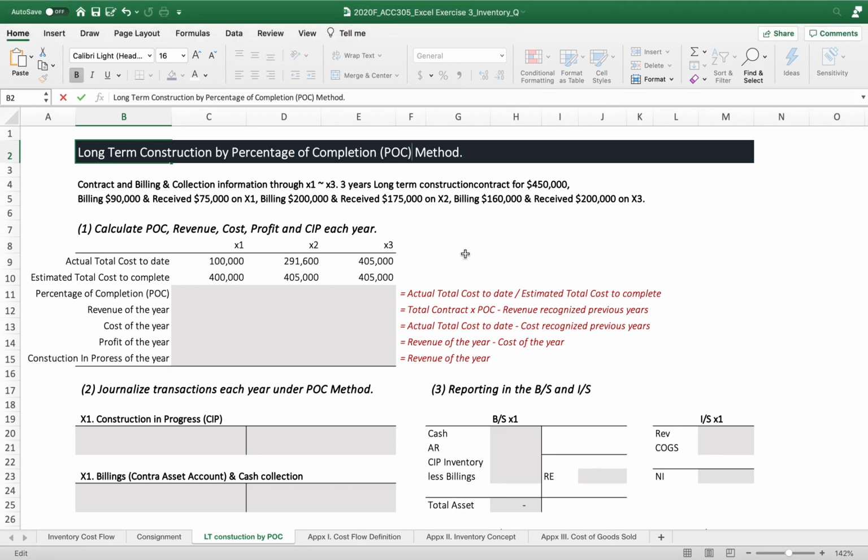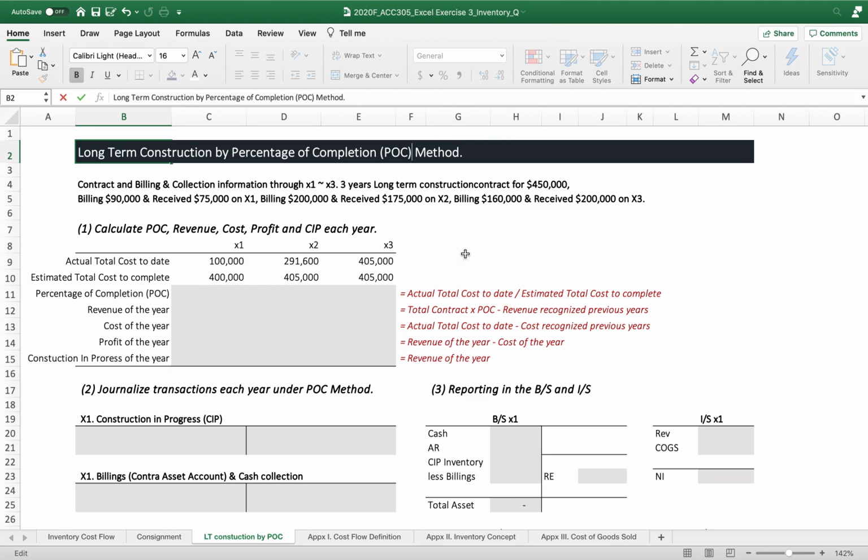Okay, hello guys. For today, we are going to talk about long-term construction by percentage of completion, the POC method. This method is appropriate to use when collection is assured and the entity's accounting system can reasonably estimate the profitability and provide a reliable measure of progress toward completion. So the estimates of progress toward completion, revenues, and costs are reasonably dependable.